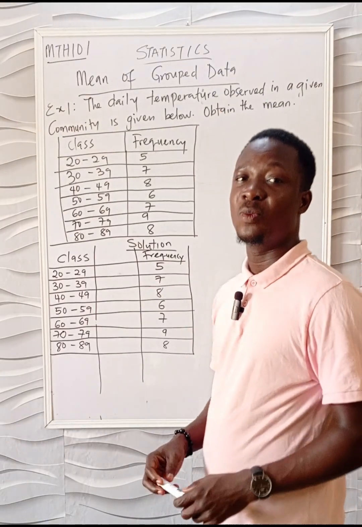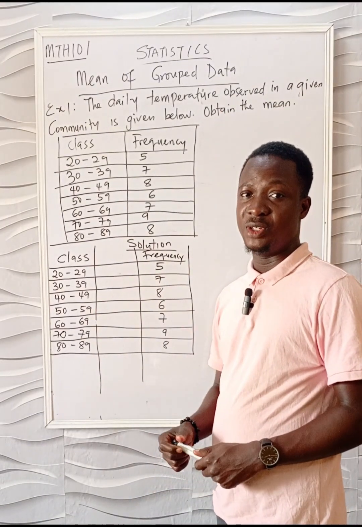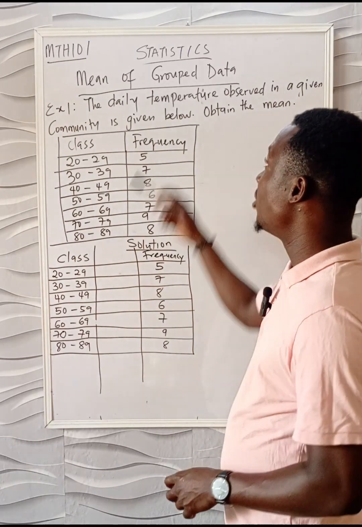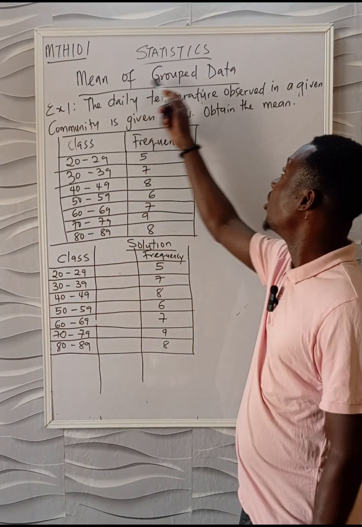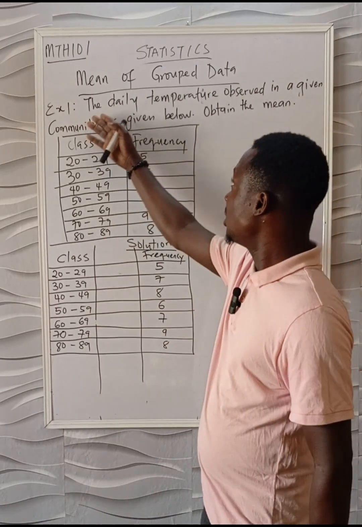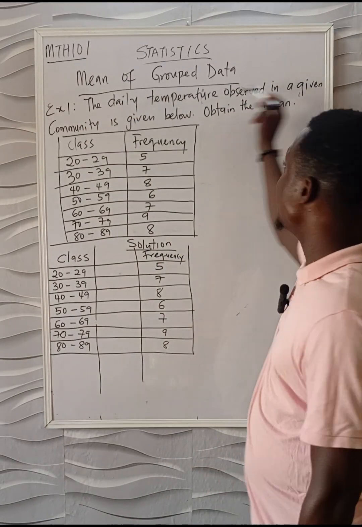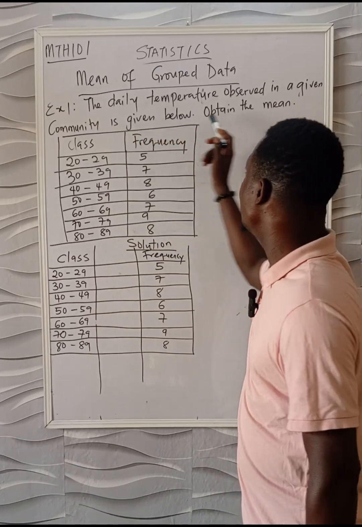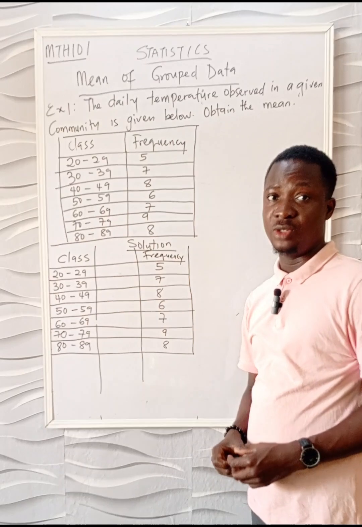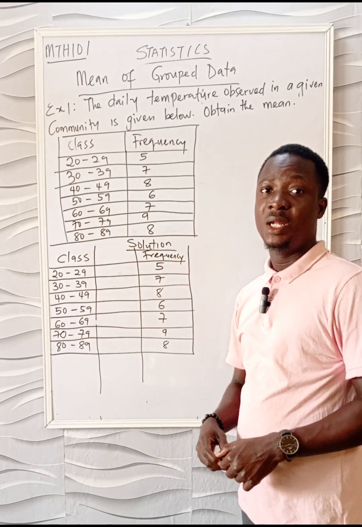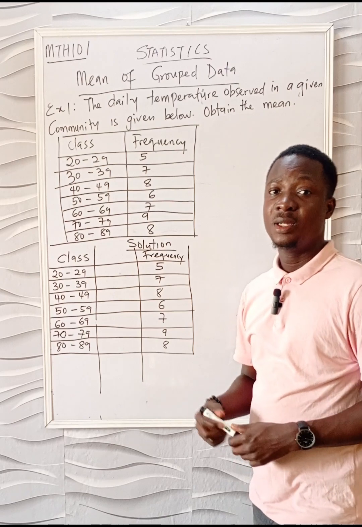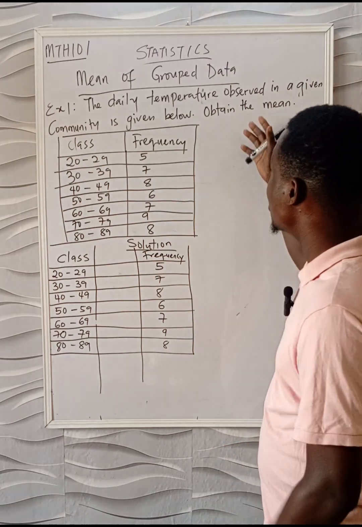So we want to continue from where we stopped in my previous video, where we studied measures of central tendency. And we are going forward to the mean of grouped data. So we have a very interesting example here. The daily temperature observed in a given community is given below. Obtain the mean. For those of us that have not watched the previous video, I would advise you go and watch it so that you can gain a thorough understanding of what we are going to look at today.